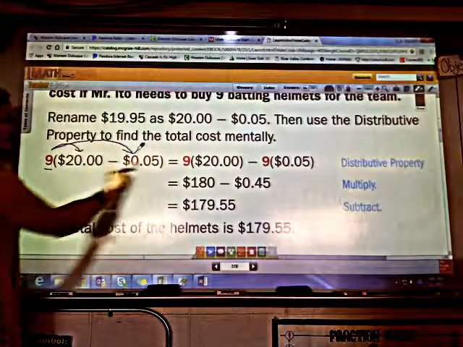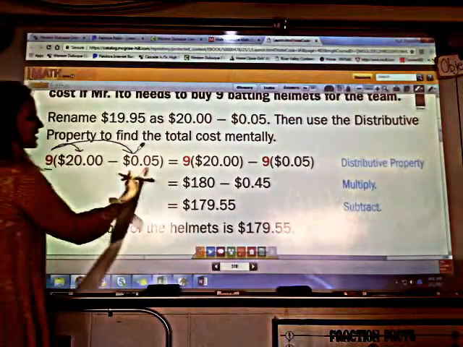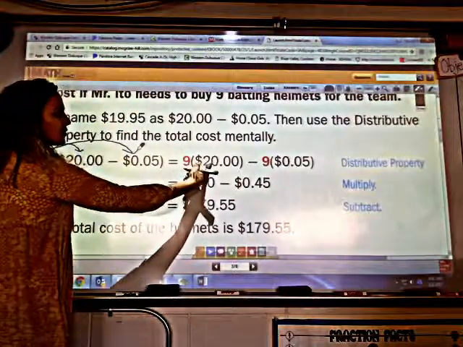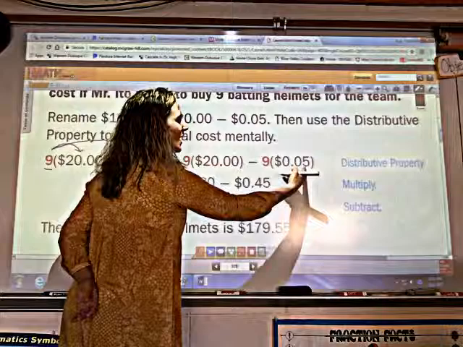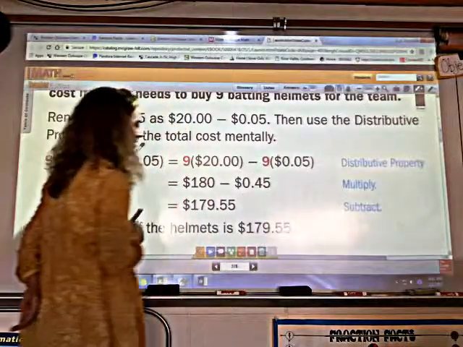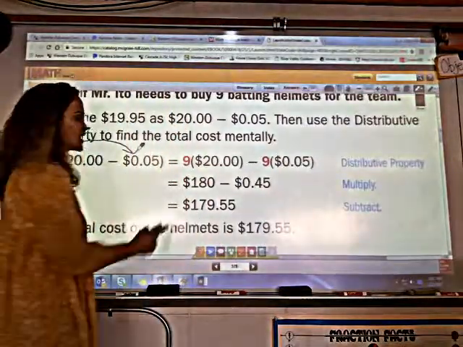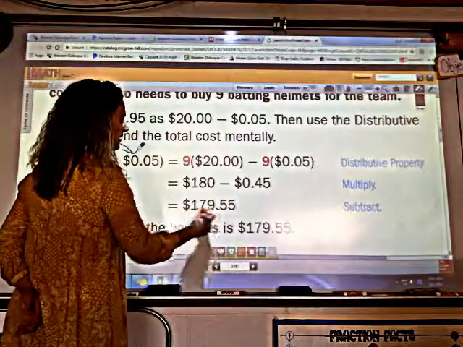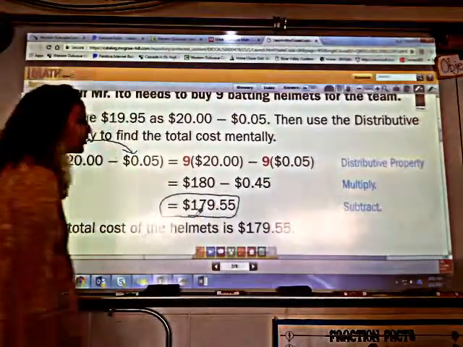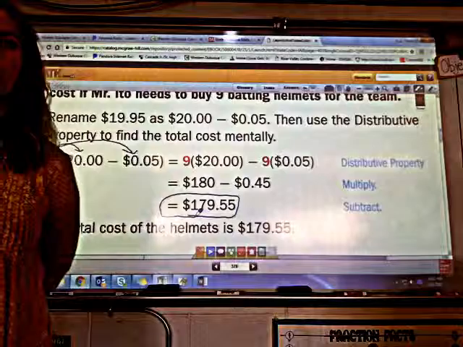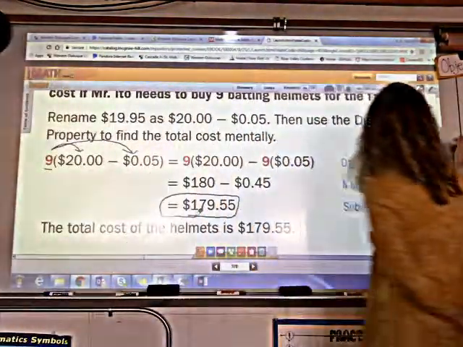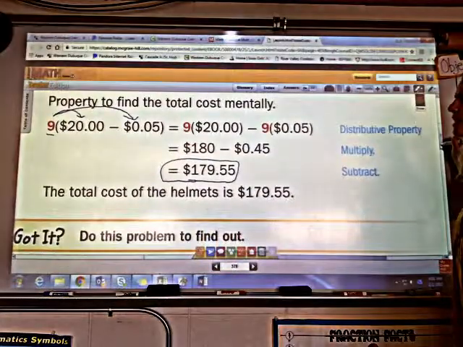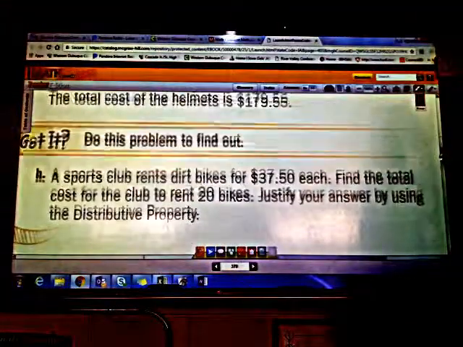Again, 9 is the common number out here, 9 times each term on the inside. So 9 times 20 minus 9 times 5 cents. 9 times 20, we can multiply that and get 180, minus 9 times 5 cents. 9 times 5 is 45 cents. So now in my mind, I can take 180 minus 45 cents, and we would come up with the total cost of the helmets as being $179.55.